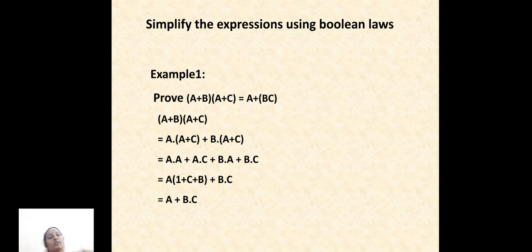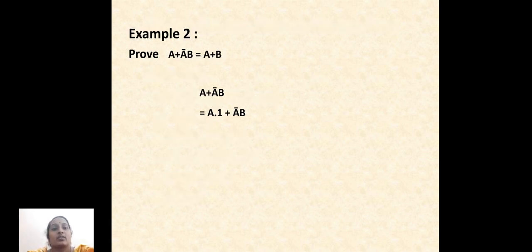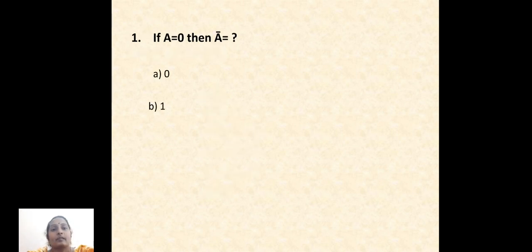By using Boolean postulates, we will simplify. See here, one example: (a plus b) into (a plus c) is equal to what? A plus bc. Here a is common, so we get a plus bc. You observe these examples and check. If a is 0, then a bar is equal to how much? 1, that is the answer.